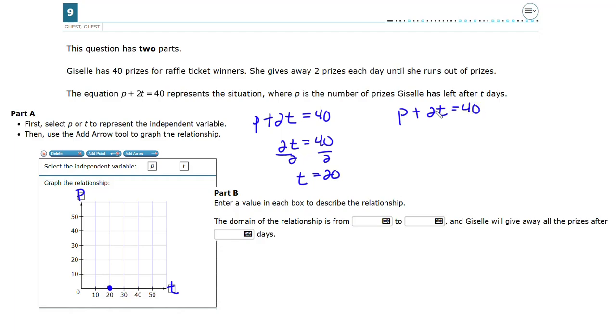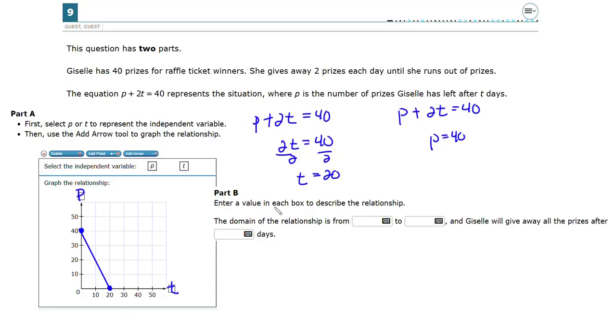So when T is 0, 2 times 0 is 0. So this goes away, and we end up with P equals 40. So we go to our P-axis, and we put a point on 40, and then we graph our line. So that's part A.